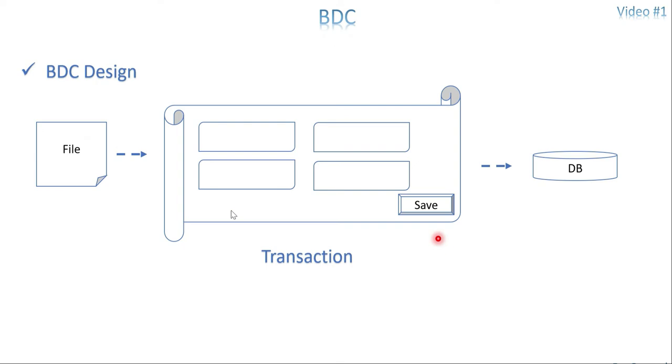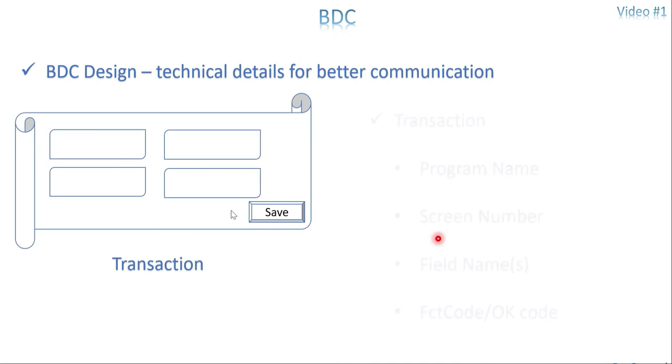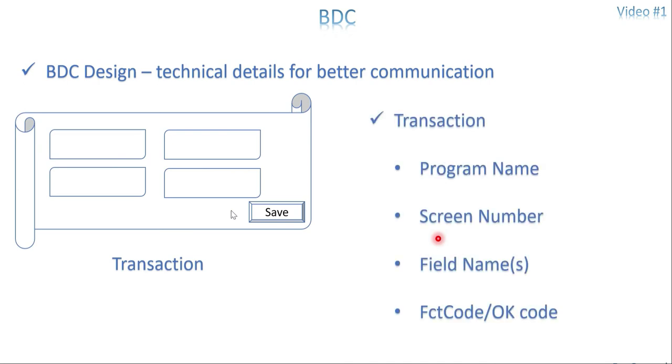To provide this instruction, we need some technical details. That is, what is the transaction name? Every transaction has a name in SAP. And what is the program name for this transaction? Every transaction has its own program. And what is the screen number? A transaction may have more than one screen number. So what is the current screen number, what is the field name of this, and what is the OK code of save. So these details are required to write a BDC program.